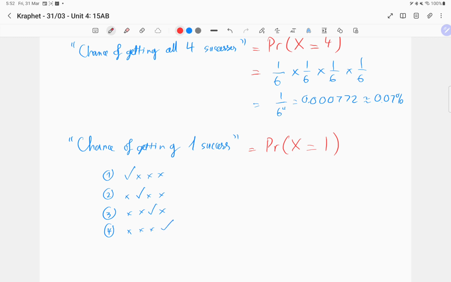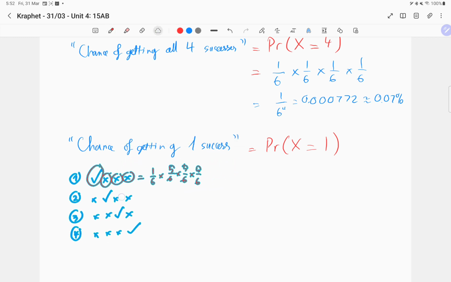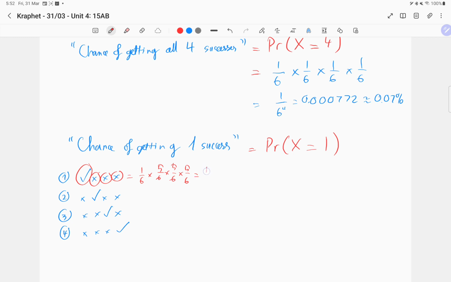Right? So for each of these scenarios, what's the probability of this happening? It's 1 over 6, right? Because you win. So that would be 1 over 6, times you lost, so that's 5 over 6, and then you lost again, times 5 over 6, and then you lost again, times 5 over 6. Okay? So that would be roughly, I'll put this over here, giving myself a bit more space. So that would be 125 over 1,296.